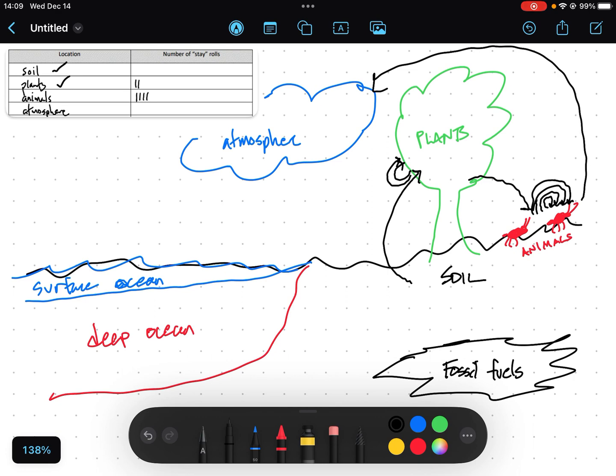Down the road, we're going to use this information to think about climate change and why it is that the carbon cycle is so critical for thinking about how our Earth's climate is changing.